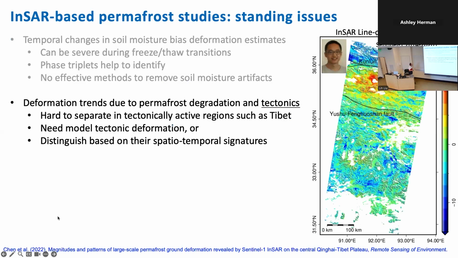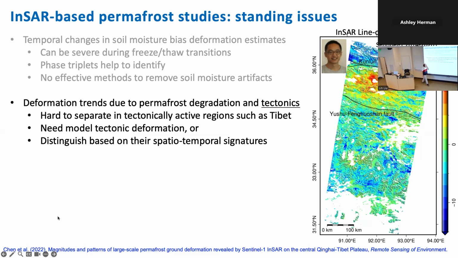Another one, actually I had a quick discussion yesterday with Menghan. Over some areas such as the Tibetan Plateau, we have both tectonic movements and permafrost movements. InSAR measures the deformation, which is a combination of both. So in those areas, it turns out it's not always straightforward to separate them.